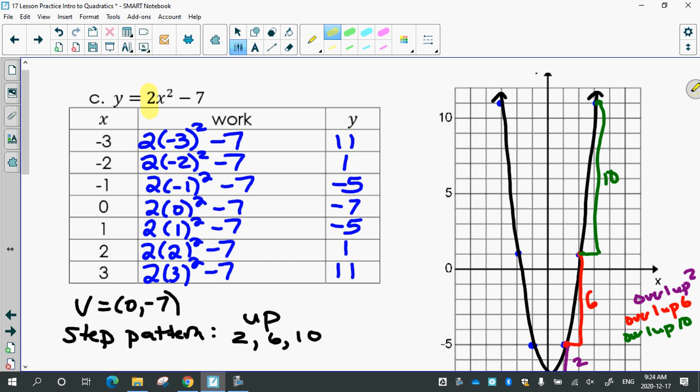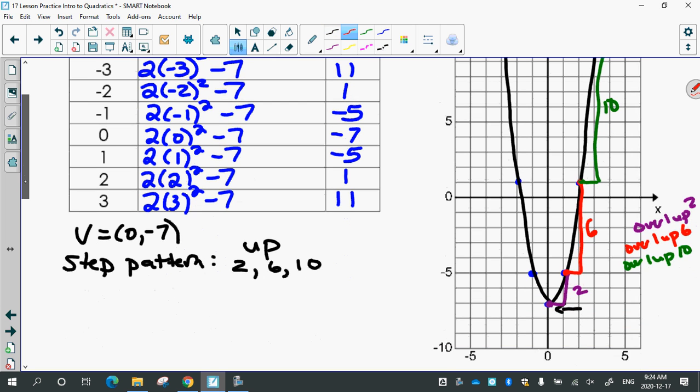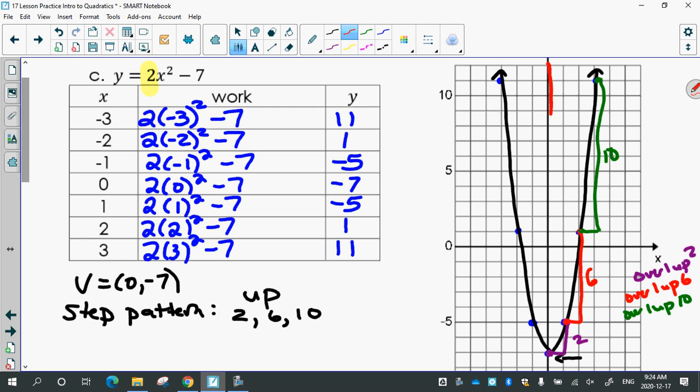And if A is positive, it's up. If A is negative, it's down. Okay? And our steps are always going to be the size 1 times A, 3 times A, 5 times A. Those are going to be the size of our steps. Okay? And our axis of symmetry is, again, x equals 0. Our AOS is the y-axis again, which is x equals 0.